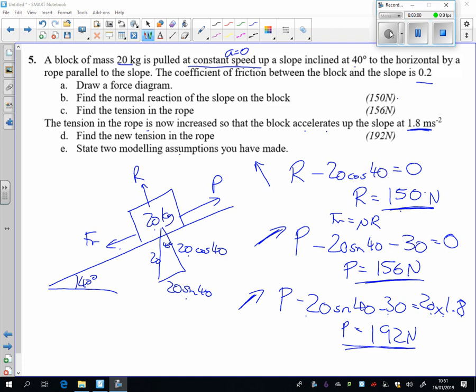State 2 modelling assumptions that we've made. So usual modelling assumptions is that we've modelled the block as a particle, and we've modelled the rope here. The string is light, so inextensible string, no mass, and I suppose we could even add that there's no air resistance as well. We're only talking about the friction between the block and the plane, so maybe no resistance as well, no air resistance as well.